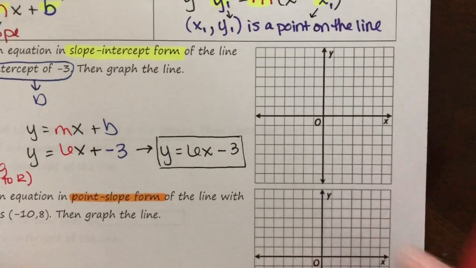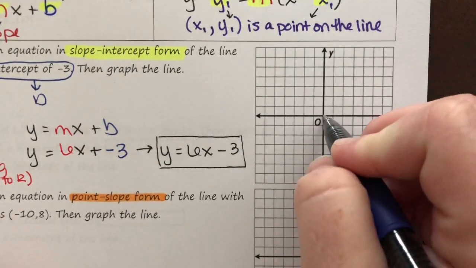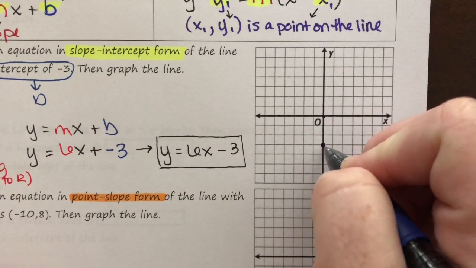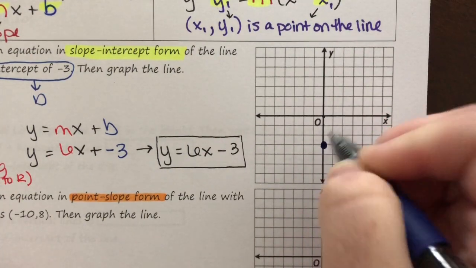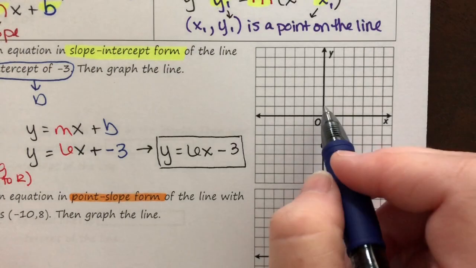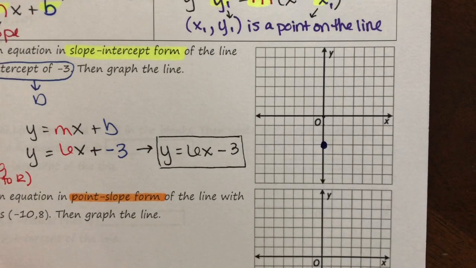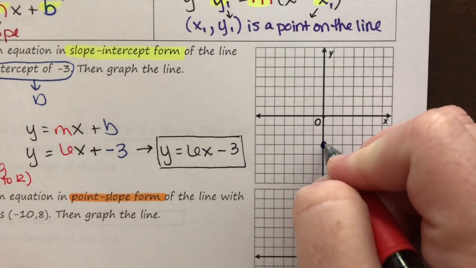Okay, so for here, we start off with -3. So we start here at 0. It's our y-intercept. So 1, 2, 3, and we put our dot. That's where we begin. From that dot, don't start over up here. From this dot, we're going to move up 6 and over 1.